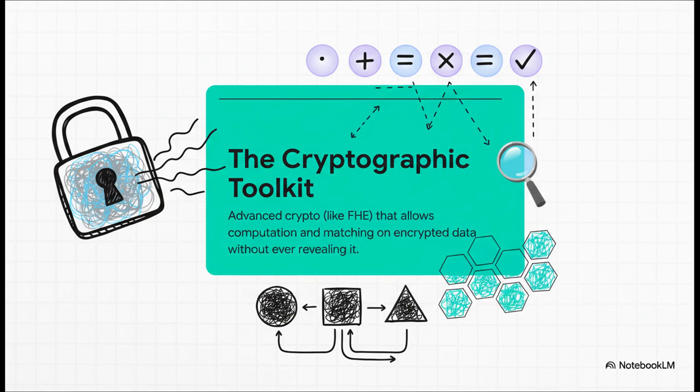Technologies like fully homomorphic encryption, or FHE for short, are basically magic. Imagine you have a locked box, right? And you don't have the key, but you can still work with what's inside. You can add things to it or combine its contents with another locked box, all without ever unlocking it. That's pretty much what FHE lets us do with data. We can run computations on it while it stays completely encrypted and private.